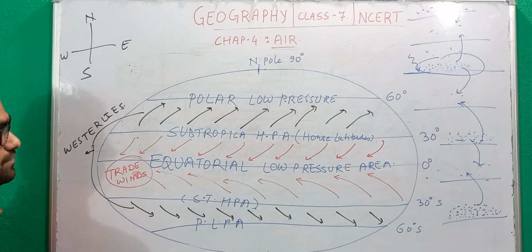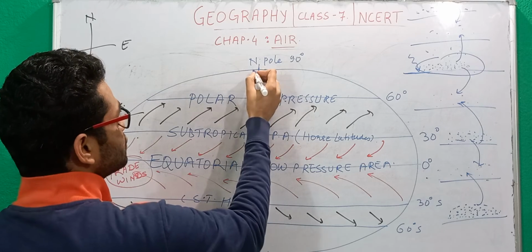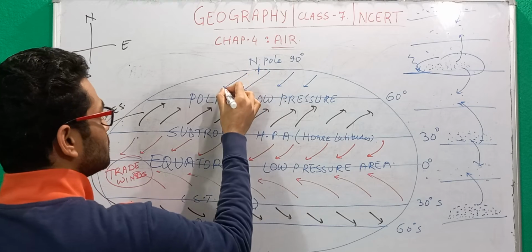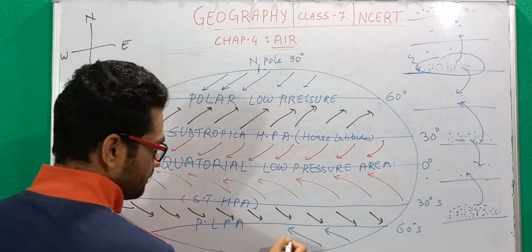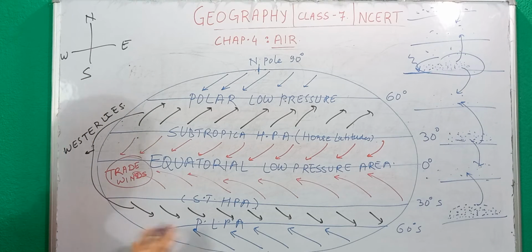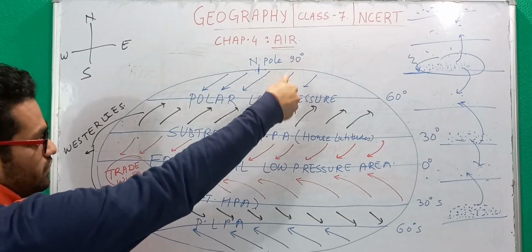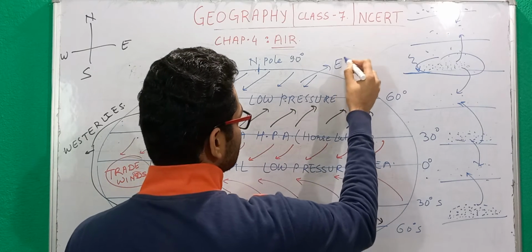So this wind will flow toward this area, from the poles to the polar low pressure area. And since this wind is coming from the east direction, you will see the direction of the wind, it is coming from the east. That is why we call it easterlies.